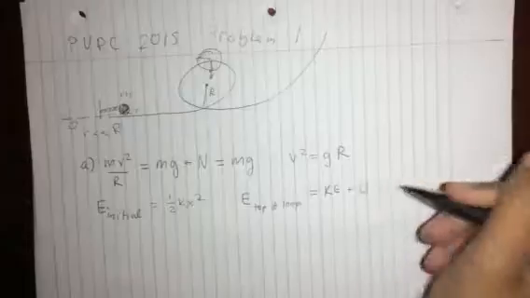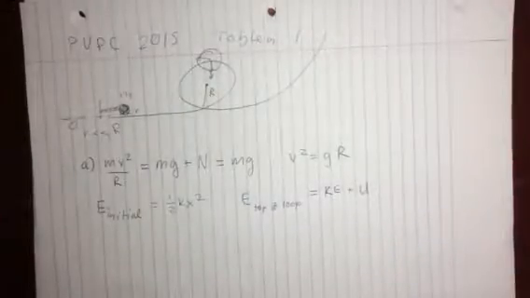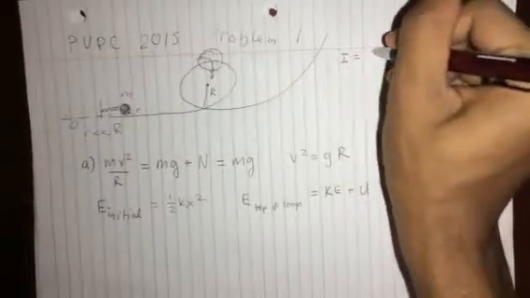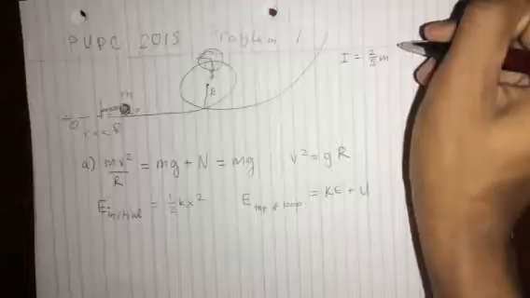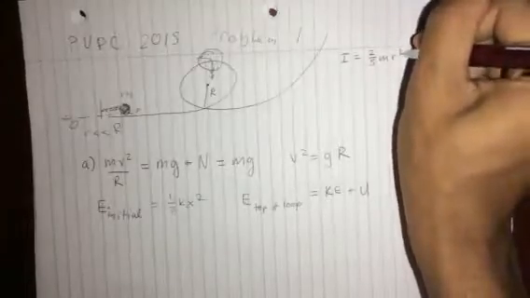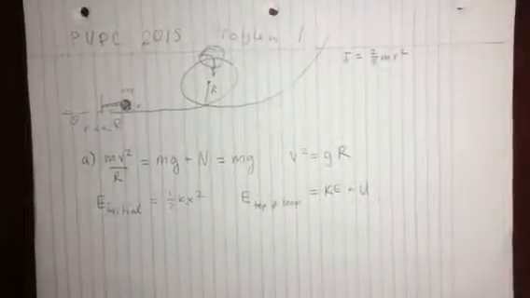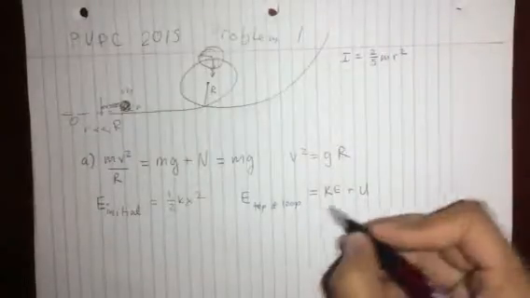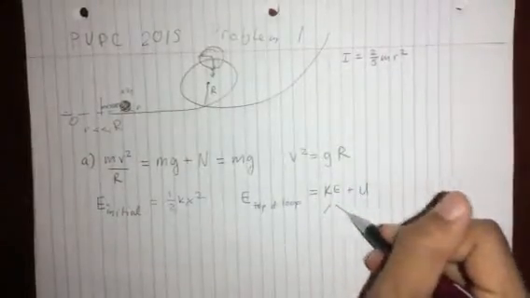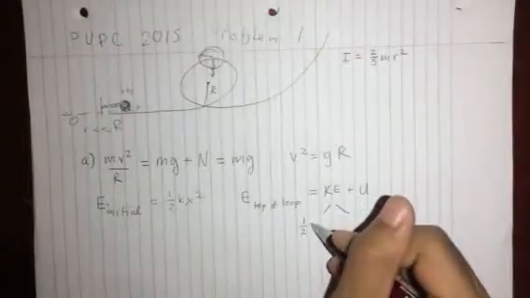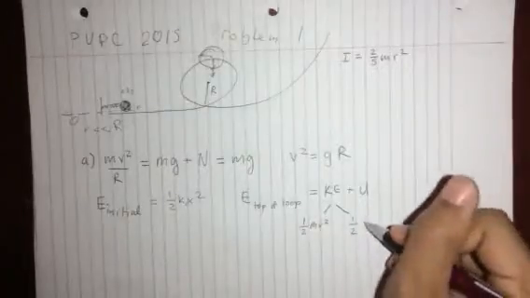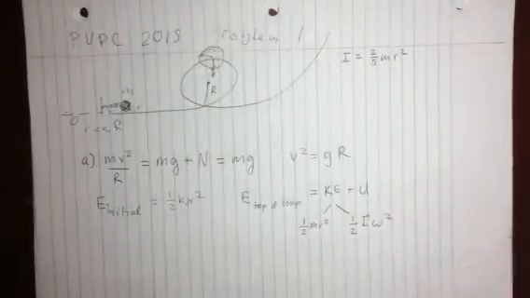plus the potential energy. Now, one other important thing I should mention is this problem also tells you that the little mass has a moment of inertia I equals 2/5 m little r squared. With that in mind, we can break up the kinetic energy into the translational kinetic energy, which is 1/2 mv squared, and the rotational kinetic energy, which is 1/2 I omega squared.